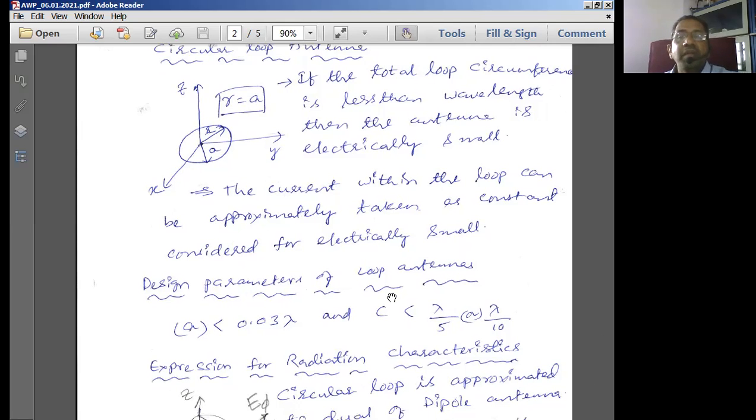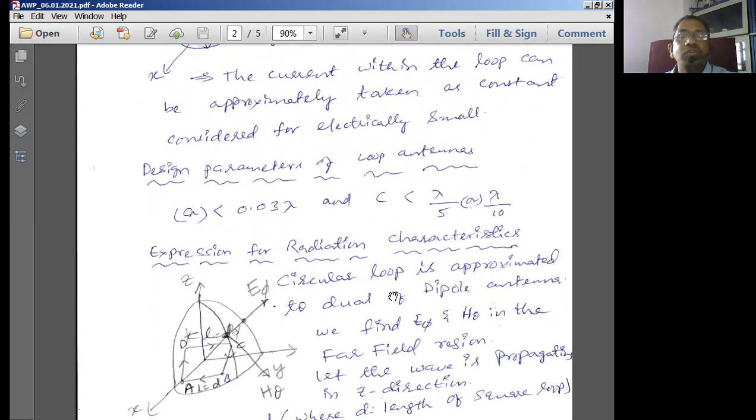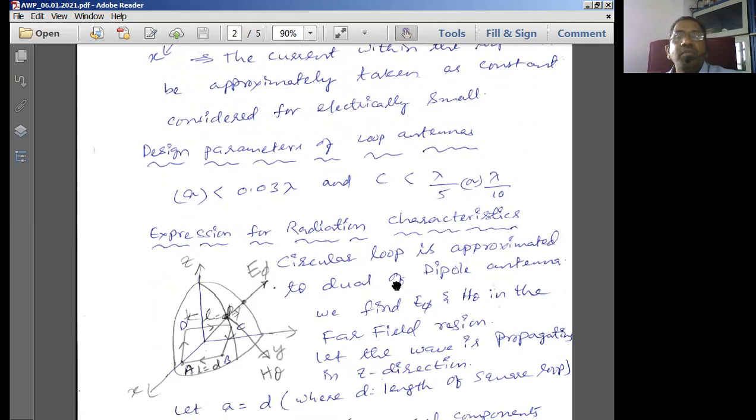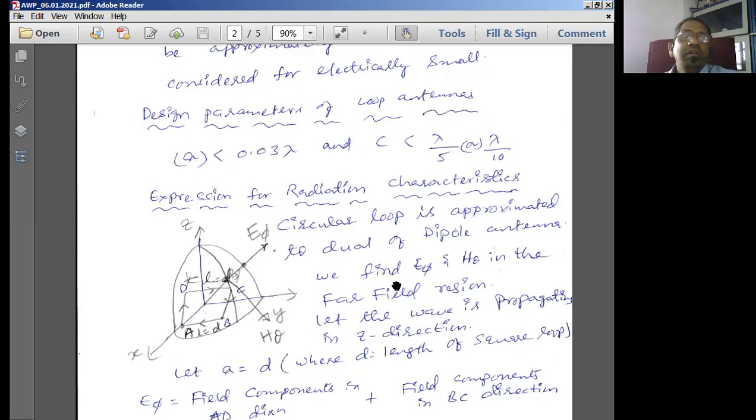And another design parameter for loop antennas is the radius a. The radius a of a circular loop antenna is less than 0.03 lambda, and the circumference is less than lambda by 5. We already discussed this parameter C. And the radius of the circular loop antenna is taken as less than 0.03 lambda. So these two are the design parameters for small loop antennas.